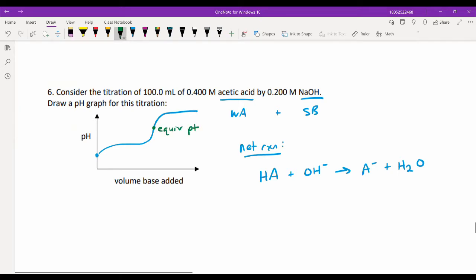But before the equivalence point, this region here we call the buffer region, because we have created a buffer. We're going to have HA and A minus in that region in the solution, which again creates a buffer. So that's why, as we're adding the strong base, the pH stays fairly level.